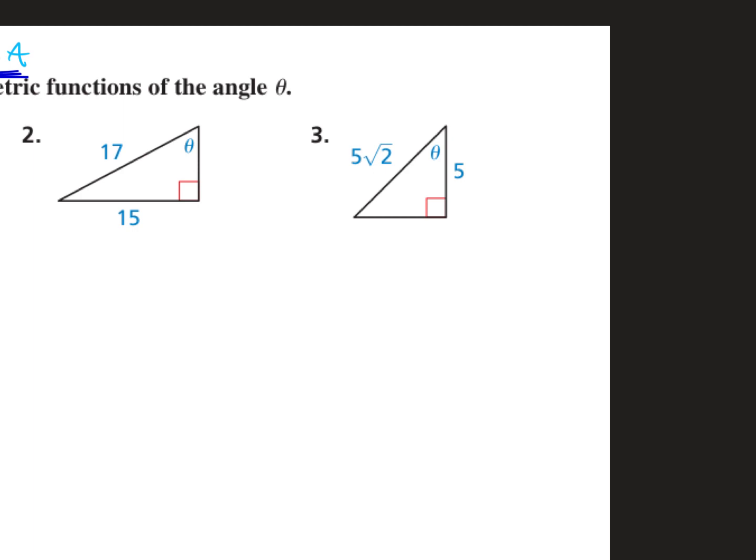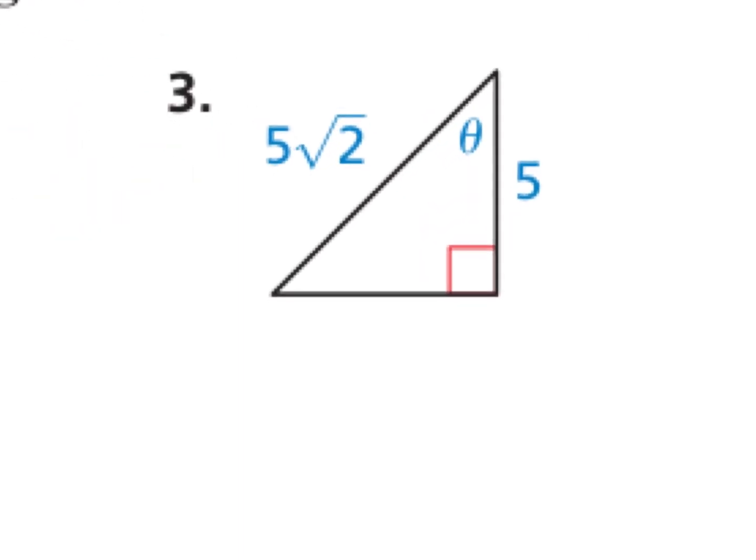What should we do first for number 3? We can label everything. So our theta's up top here. So what would be opposite? The one on the bottom, the missing one. This is opposite. So we'll figure what that one is in a second. What would 5 be? Adjacent. And then what is 5 square root 2? Hypotenuse.